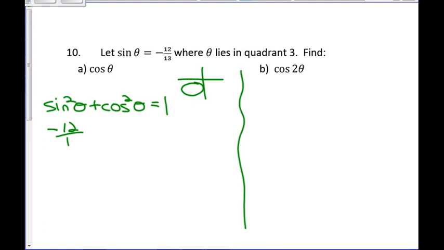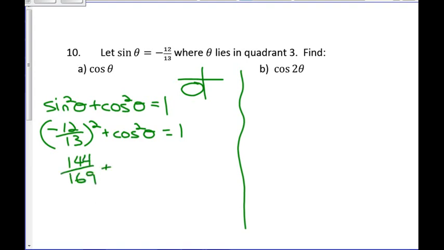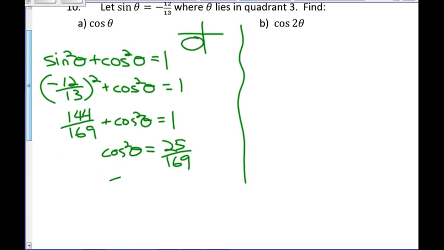Sine theta is negative 12 over 13. Cos theta is unknown. So I get 144 over 169 plus cos squared equals 1. Move over. This is 25 over 169. We're going to want a square root. So the square root of 25 over 169 is 5 over 13. And when we square root an equation, it could be either positive or negative. So that's all the algebra that's involved. We just subbed in a number and then we moved it over and square rooted.